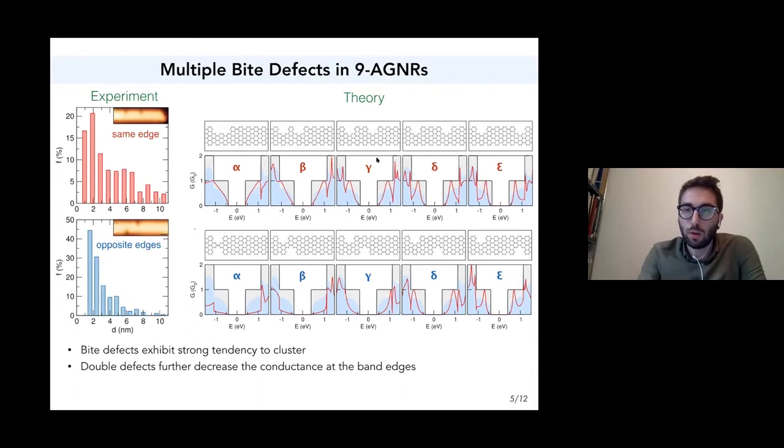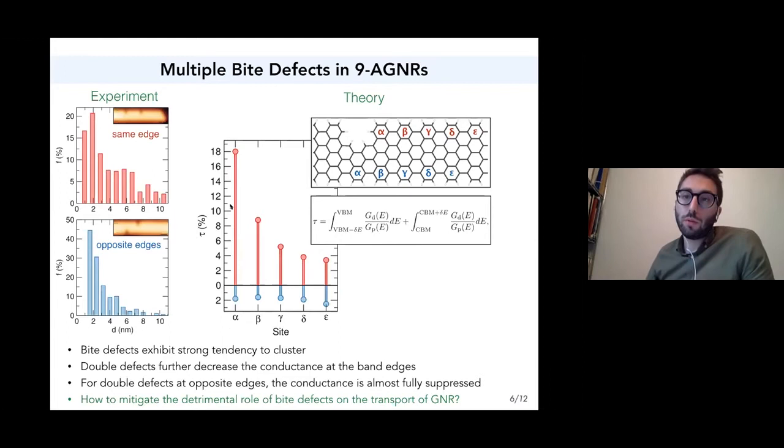And we have done this either for defects at the same or opposite edges, and for each of these configurations, we have obtained the conductance of the pristine system, which is the black line, of the system containing a single bite defect, which is the blue area, and of the system containing two bite defects, which is the red line. So the bottom line here is that double defects further decrease the conductance at the band edges, and again, we can quantify this in terms of this parameter tau that I was mentioning before, which tells us the amount of conductance that is retained in the defective nanostructures.